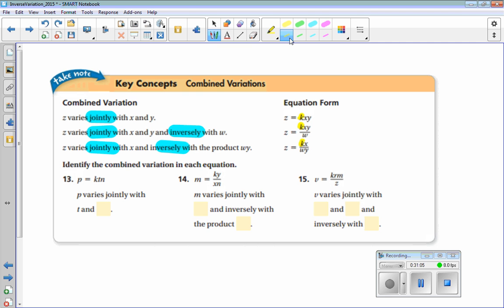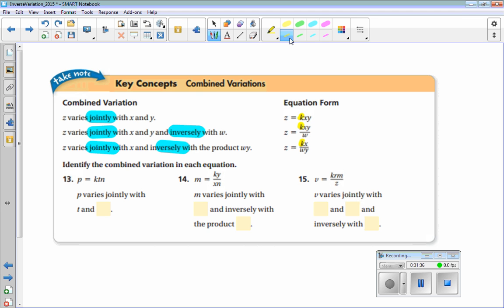Jointly with x and y, inversely with w. So again, we have a k in there. Z varies jointly with x and y. Why is w in the denominator? Because that's what the inversely means. Okay? So inversely means divide by w. Jointly with x and inversely with the product yw. Does it make sense that wy is in the denominator? Because that's what follows the inversely part.